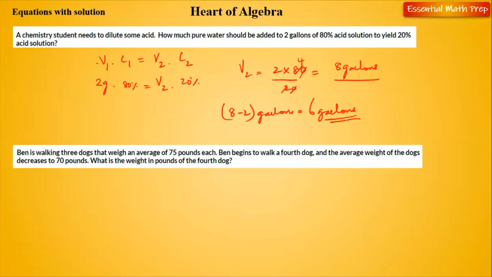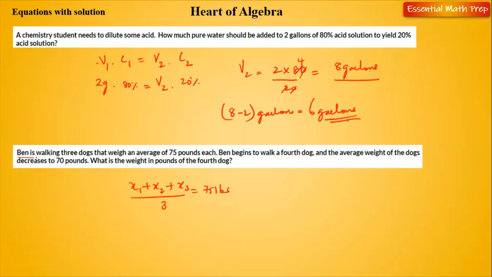Okay. Ben is walking 3 dogs that weigh an average of 75 pounds each. Ben begins to walk a 4th dog, and the average weight of the dogs decreased to 70 pounds. What is the weight in pounds of the 4th dog? So we know that each of the dogs that he walks initially weighed 75 pounds each. So that is x1 plus x2 plus x3 over 3 equals 75 pounds.